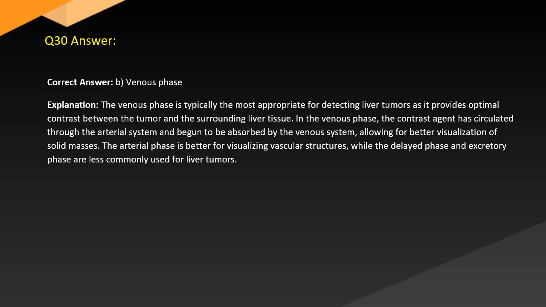Answer. Correct answer, B. Venous phase. Explanation. The venous phase is typically the most appropriate for detecting liver tumors, as it provides optimal contrast between the tumor and the surrounding liver tissue. In the venous phase, the contrast agent has circulated through the arterial system and begun to be absorbed by the venous system, allowing for better visualization of solid masses. The arterial phase is better for visualizing vascular structures, while the delayed phase and excretory phase are less commonly used for liver tumors.